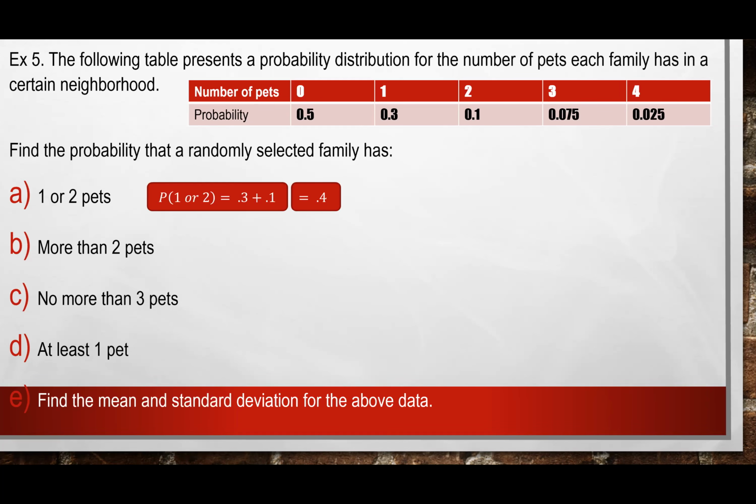More than 2, same idea. More than 2, we do not include the 2, which is the 3 and the 4 only, which in this case is 0.075 plus 0.025, that will give you 0.1 or roughly 10%.